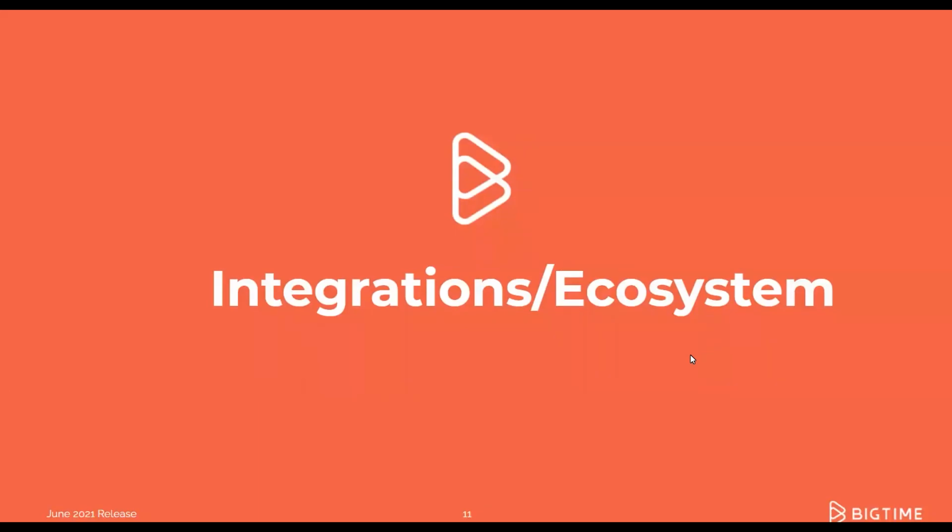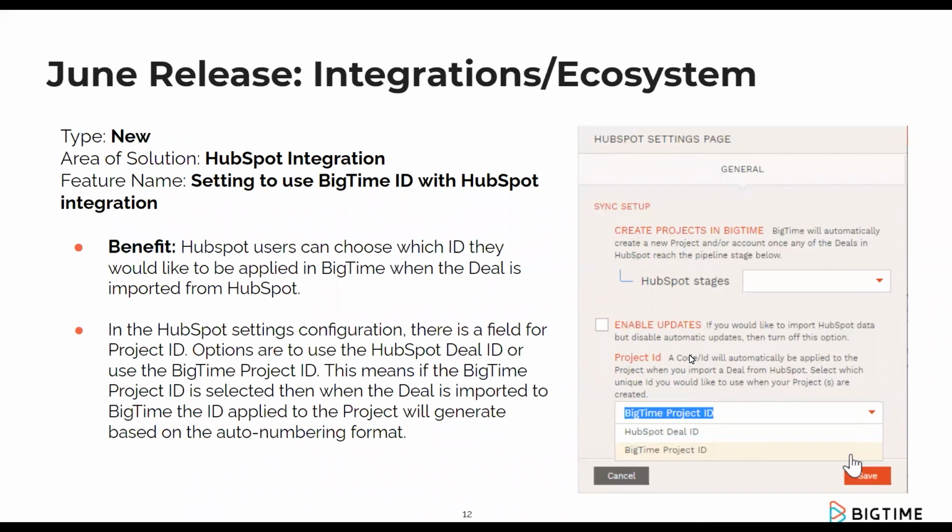And finally, with the integrations and ecosystem, if you are a firm that is using our HubSpot integration, we've added a setting to use the Big Time ID with that HubSpot integration. So when you import a deal from HubSpot into Big Time, the project automatically gets created. So you can determine if you want the Big Time project ID to be created for that project, or if you want to import that deal ID as the project ID in Big Time. So there's a new setting here within the integration settings with HubSpot.